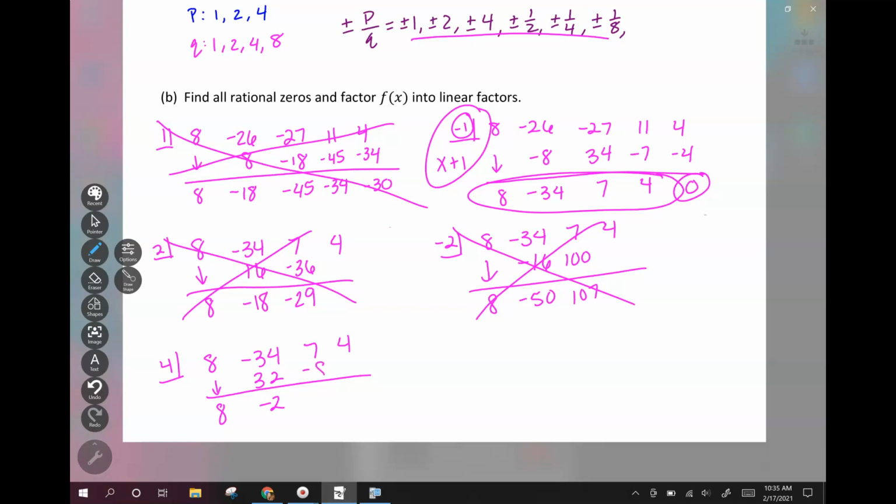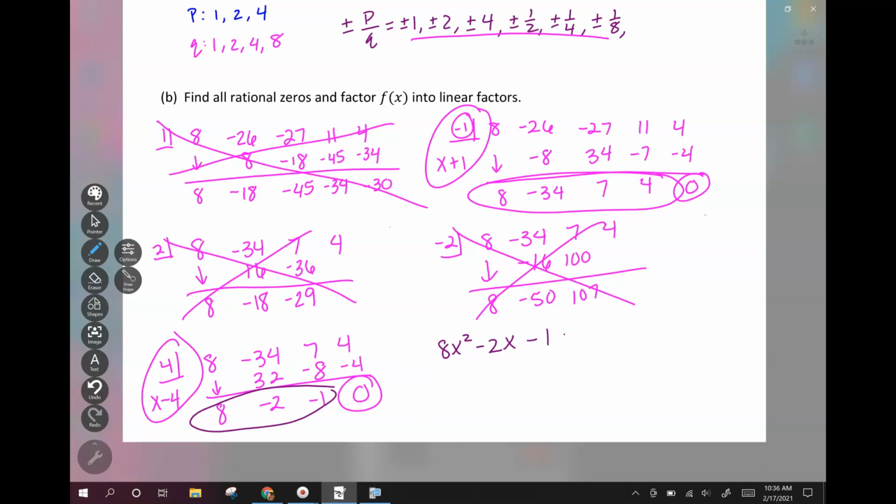This one's looking promising. And we've got another remainder of 0. Perfect. So it looks like x minus 4 is one of your factors, and 4 is one of the zeros. So now let's just take the polynomial that we have created after dividing out x plus 1 and x minus 4. These are our new coefficients. That is 8x squared minus 2x minus 1.